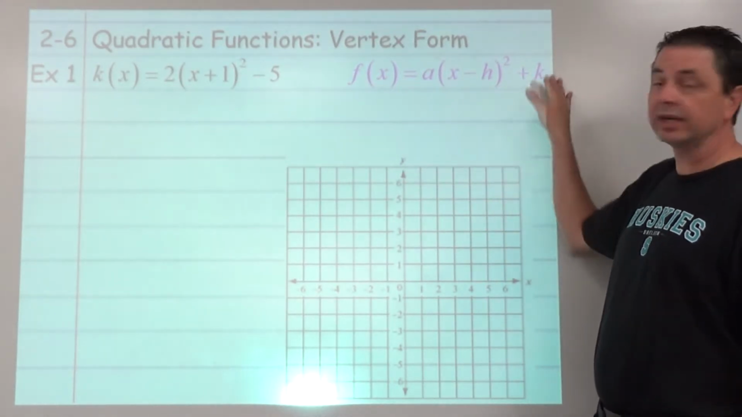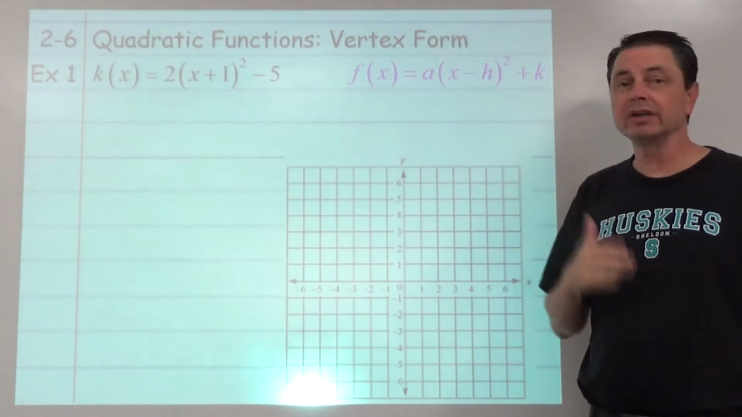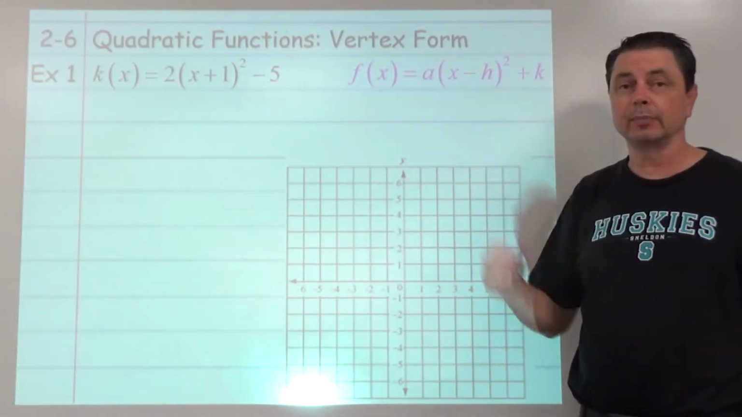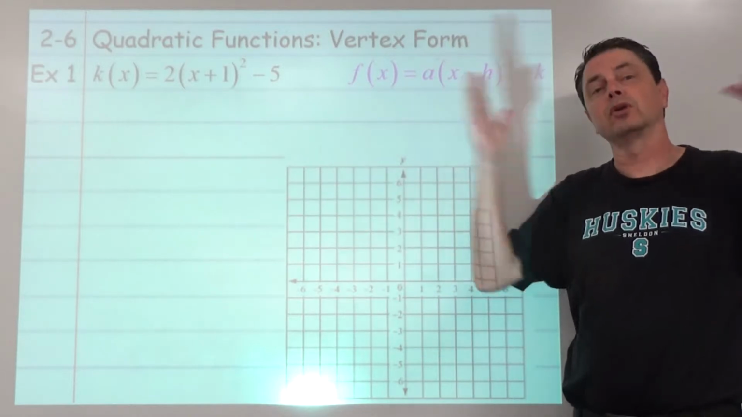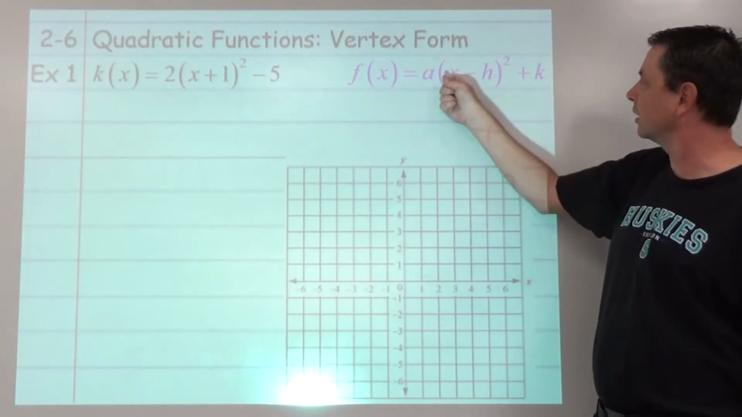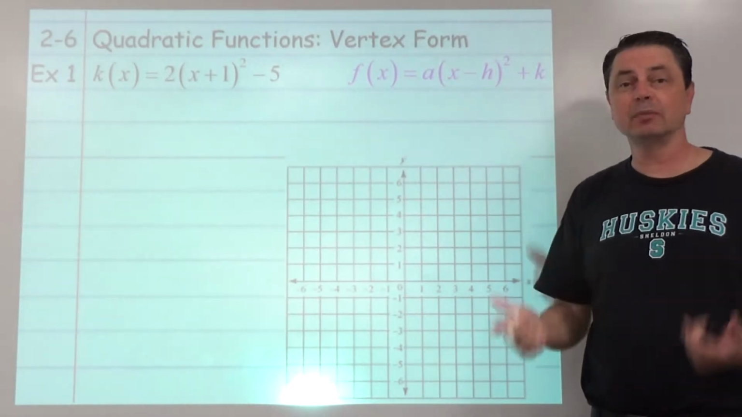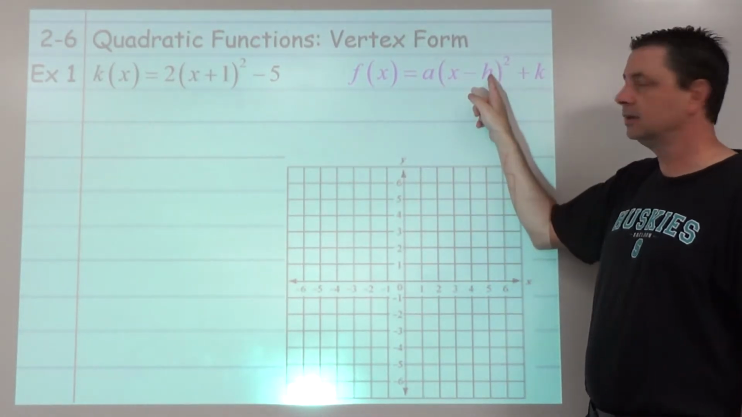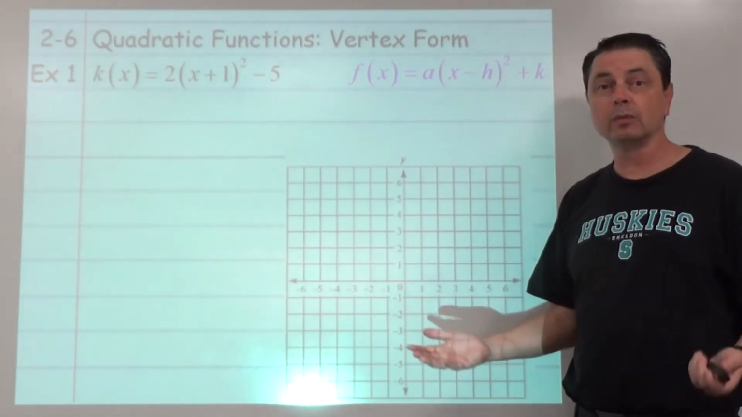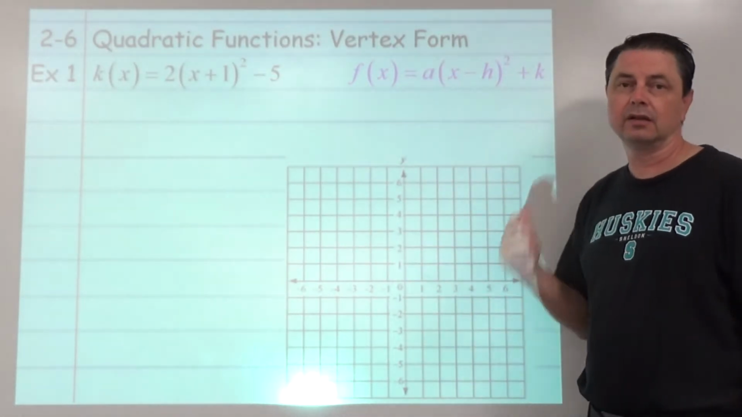So here's our generic Vertex Form for a quadratic function f of x. A, we've already seen what A does. It's the same in all of our quadratic functions. It tells us if it opens up or down. It tells us if it's a wide parabola or a narrow parabola. We have this where some quantity is being squared, x minus h squared plus k. The vertex is the point h comma k. So that common number right there leads us to the vertex. It's the most important point on the parabola. So if we just look at it, it's telling us the vertex.